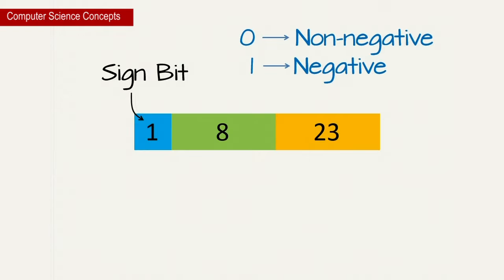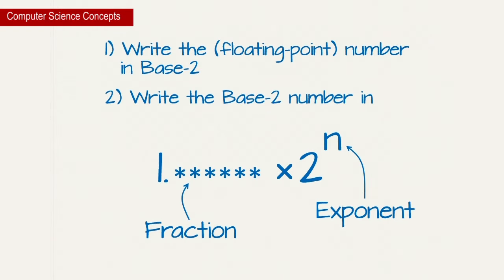The tricky parts are the exponent and fraction. This is how we extract the two parts. First, we write the floating point number in base 2. Then we shift things around a little bit to obtain the same number in the scientific format, which is 1 point something times 2 raised to the power of n. The power of 2 is the exponent part, and the fractional part of the first number serves as the fraction.